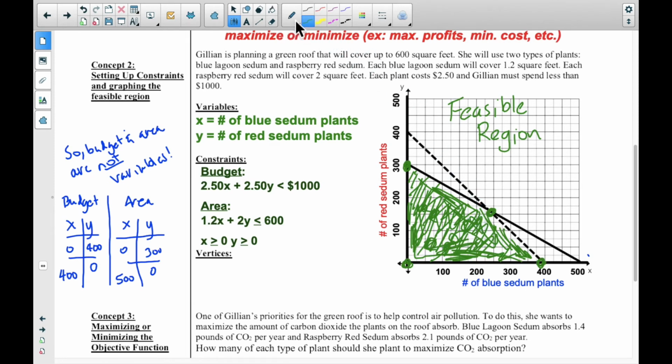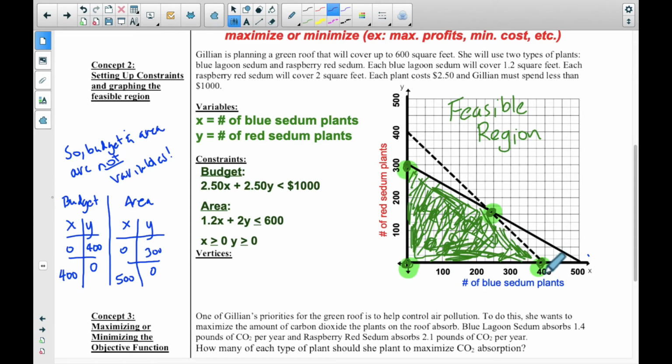However, what I've been trying to tell you is that these points are the vertices. Those are going to be the best ones. So yes, anything inside here would work, but we don't want to know anything. We want to know what is the best one. What's going to give us the maximum or the minimum? Well, the maximum or minimum of what? We haven't talked about that yet. That's going to be our next step. But we need to find those vertices.